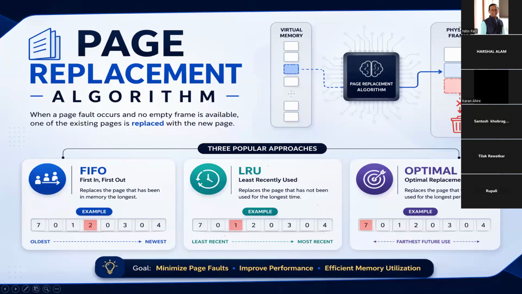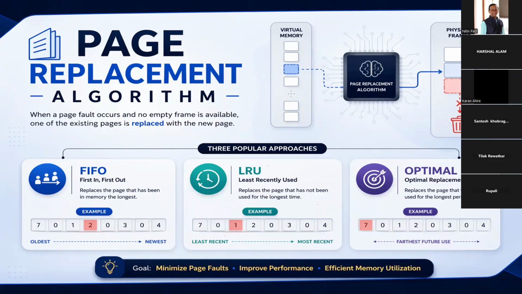Okay. So let us now understand. We know the basic idea of virtual memory. We understood what is a page, what is a frame, what a page fault is, and how the operating system handles a page fault. So now let us understand the following.